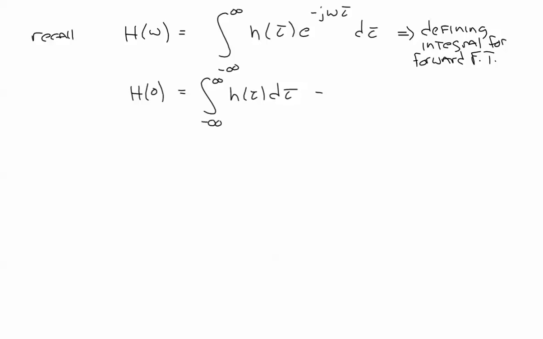So this is the DC gain, if you will. The DC gain is my transfer function evaluated at 0 frequency. So that's my DC gain, and it's also equal to the area of my impulse response.